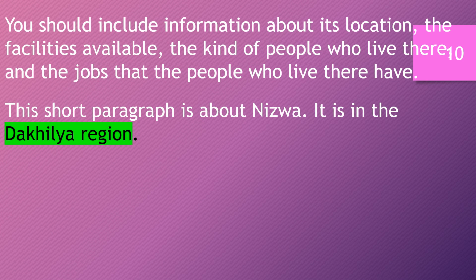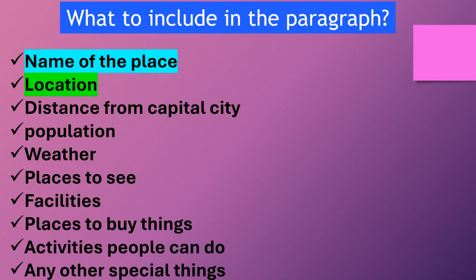If you are asked to write about any other country or any other city outside Oman, then see if the country is located in any of the continents, or if it comes under Asia, Europe or wherever, and then you write its location. Clear? If you are writing about Oman, then you will write Dakhiliya region, Batina region, Muscat Governorate, like that. Okay? Now we finish with the name of the place and location.